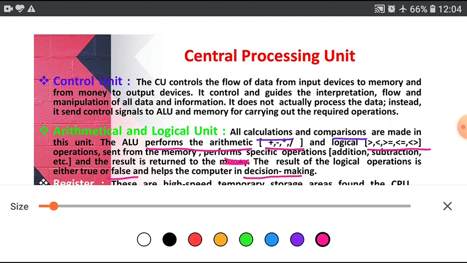What does ALU do? Calculation and comparison, arithmetical operations, addition and subtraction, logical operations, either true or false, and helping the computer in decision making. All these operations are done by ALU.